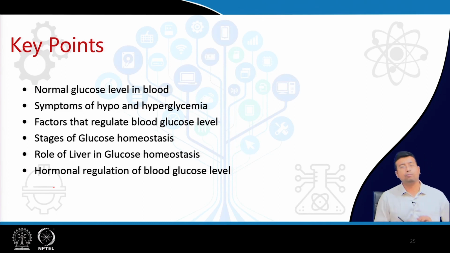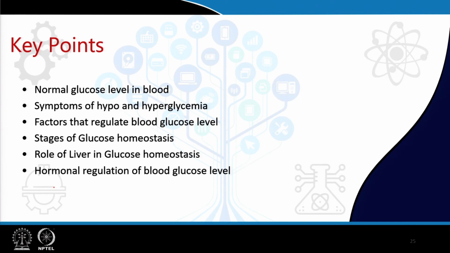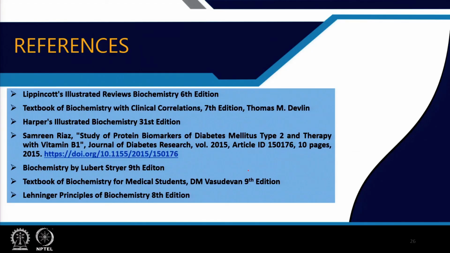So, the key take home message and the key points were: we learned what the normal level of blood glucose is, we learned what the symptoms of hypo and hyperglycemia are, we learned what the factors are that regulate blood glucose level, we learned what the stages of glucose homeostasis are, and how the liver and hormones regulate blood glucose level.